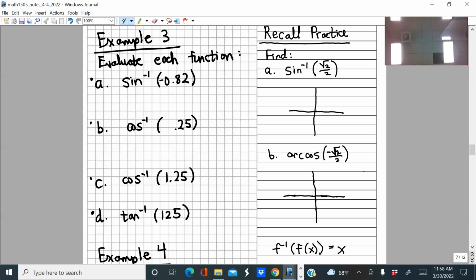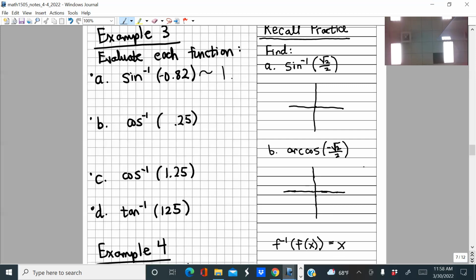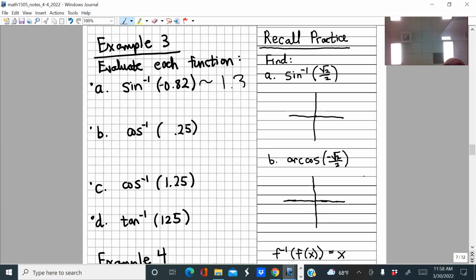All right, so let's try this. What did y'all get for approximately the arc sine of minus 0.82? 1.32? Sounds good to me. Y'all get the same thing? Were y'all able to get that? Can you use your calculator for doing that? You'll need to be able to use your calculator, so if you're having trouble with that, let me know. What about the arc cosine of 0.25?